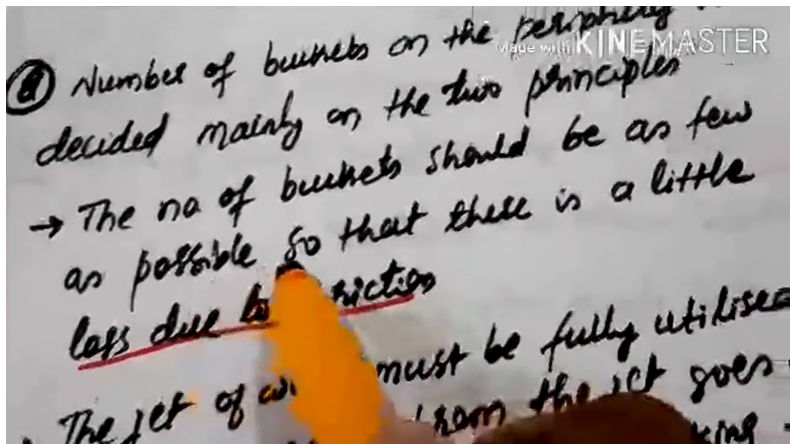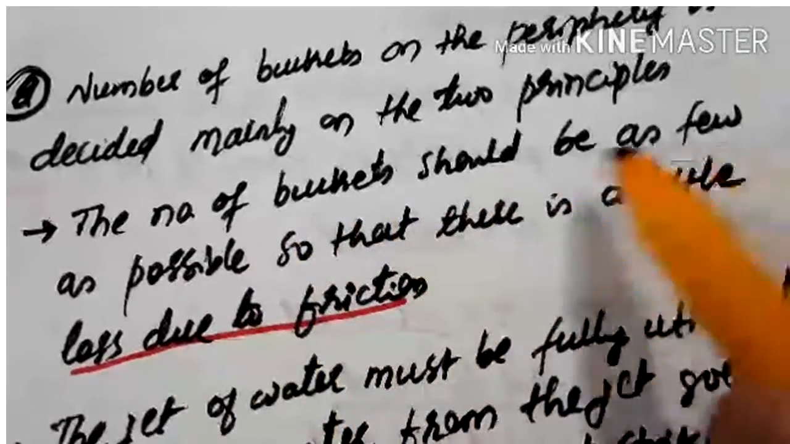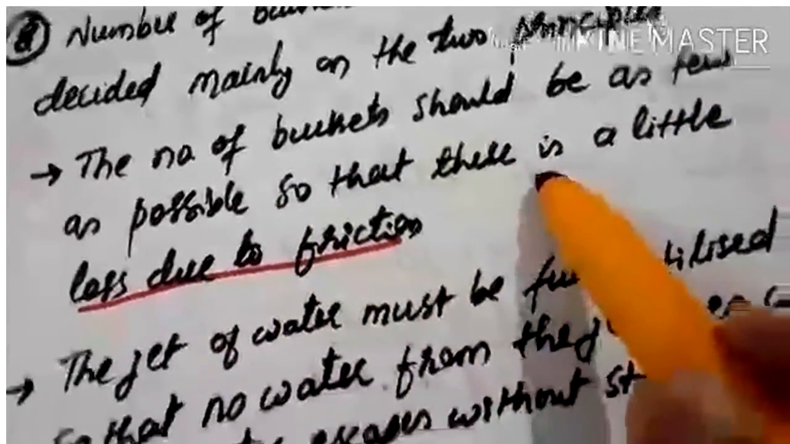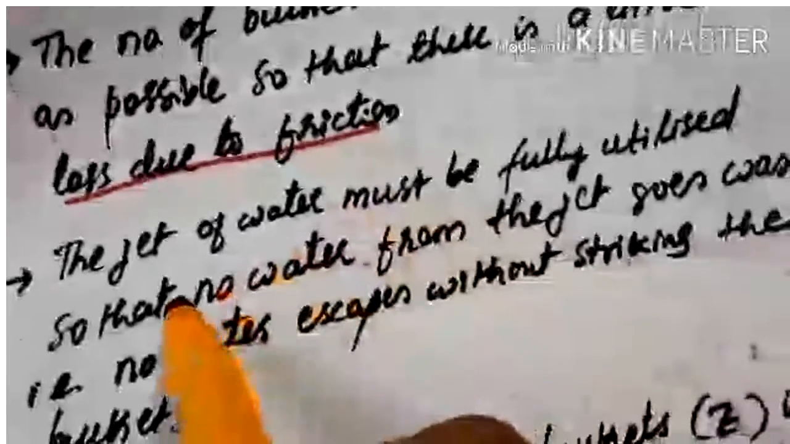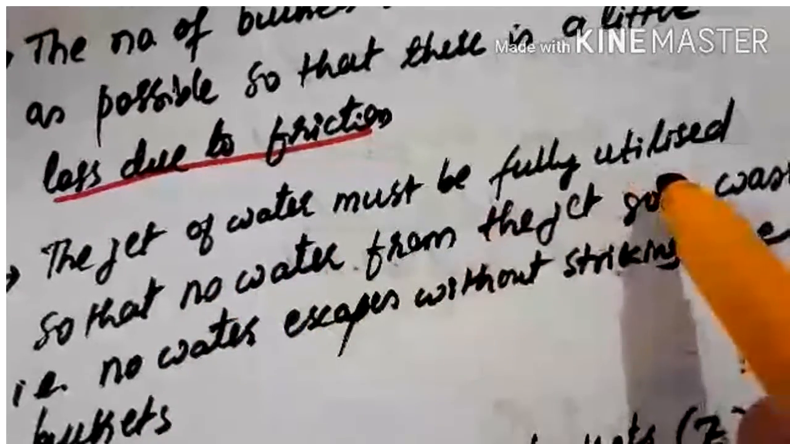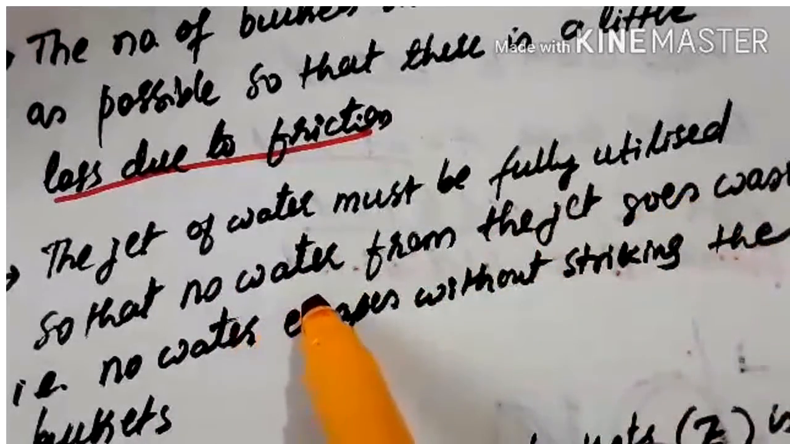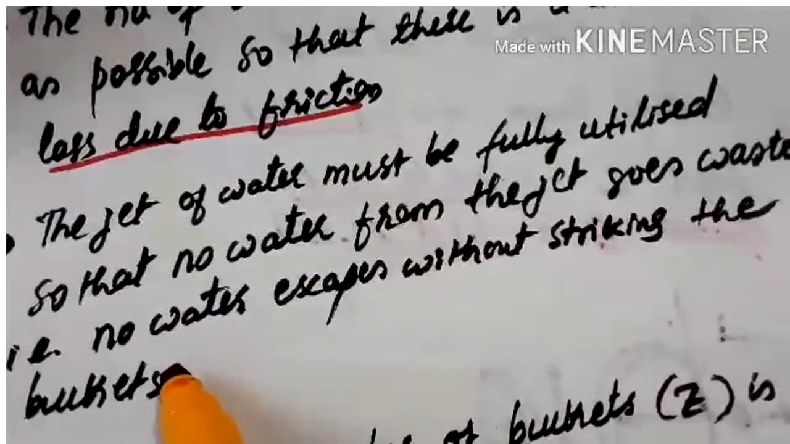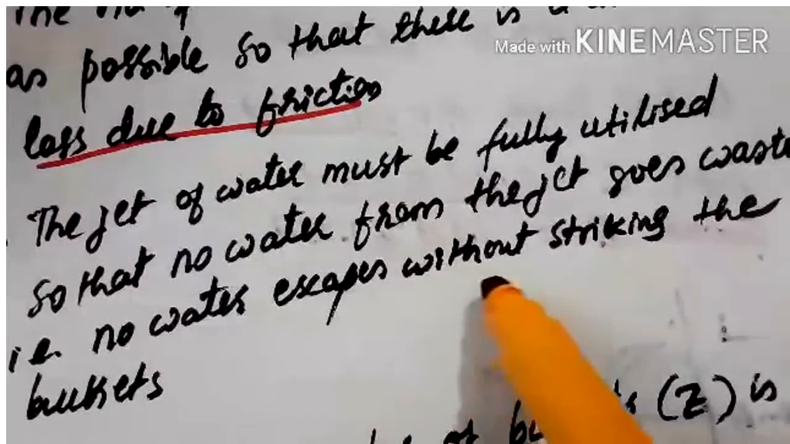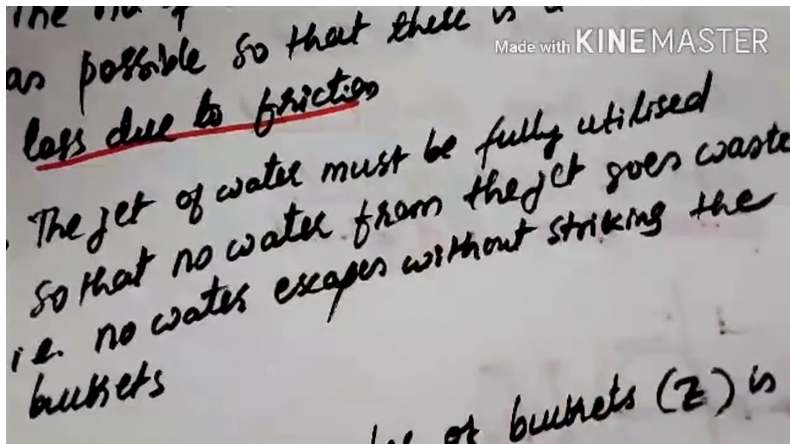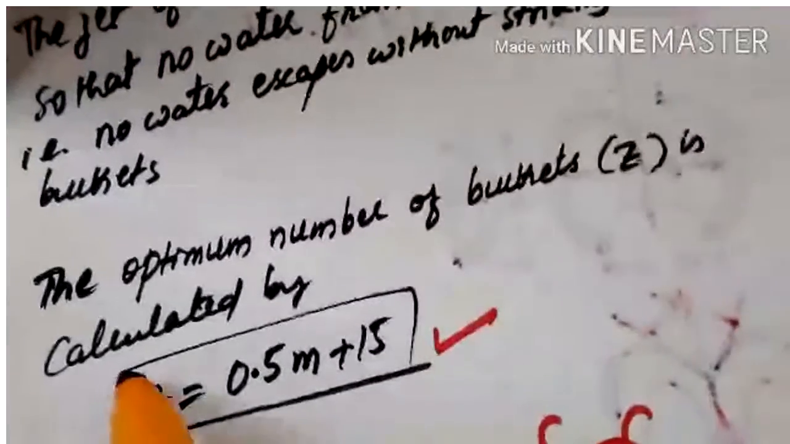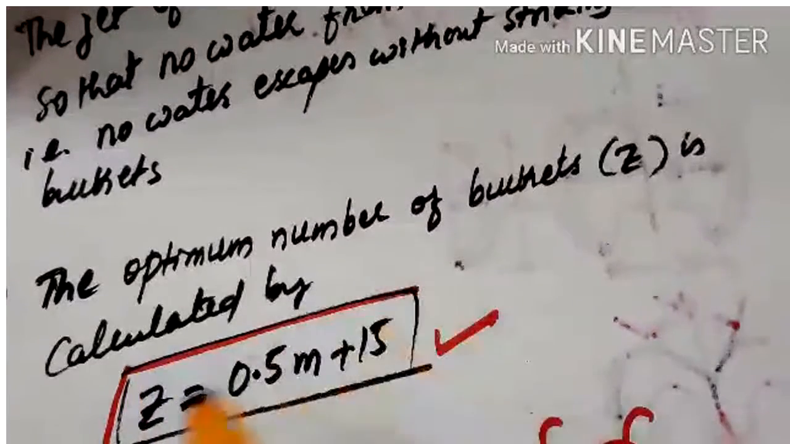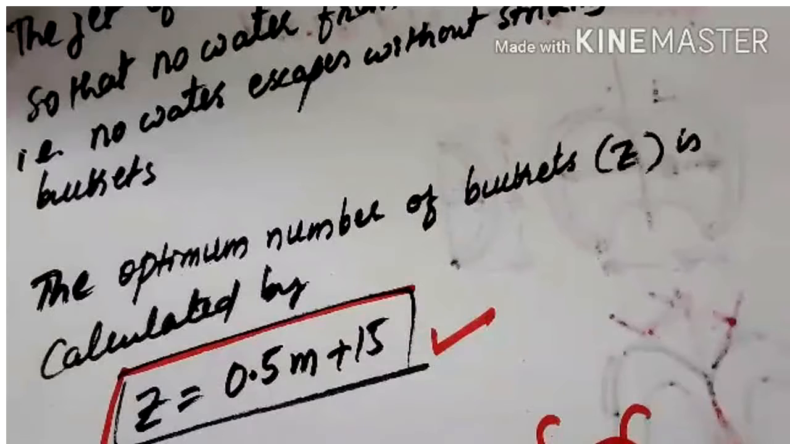The first principle is that the number of buckets should be as few as possible so that there is little loss due to friction. The second is that the jet of water must be fully utilized so that no water goes to waste, that is, no water escapes without striking the buckets. Remember this formula, Z = 0.5 M + 15, to calculate the number of buckets.